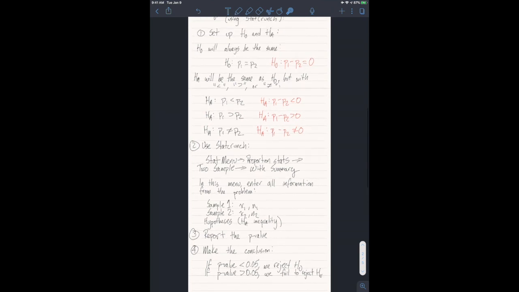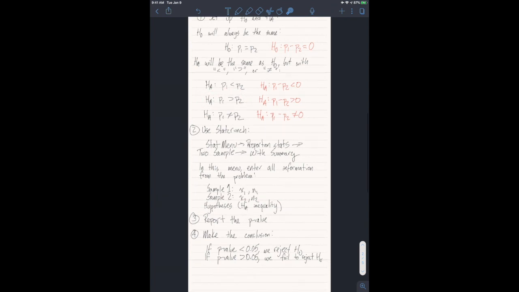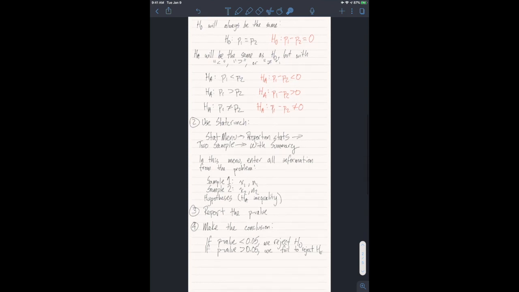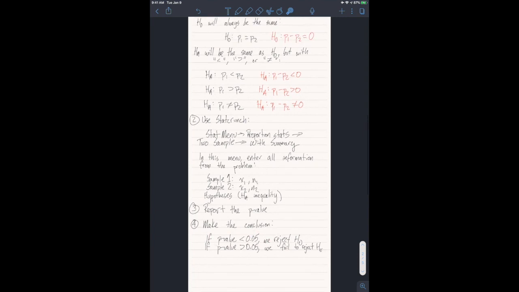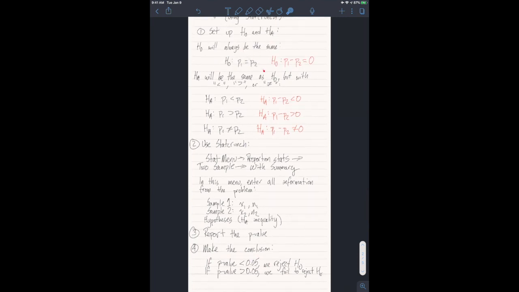And then I would have opened StatCrunch, put in my information from sample 1 and sample 2, and also make sure I have my HA to be a greater than. I would hit enter, or I think it says compute, not actually sure. And then it'll spit out a p-value, and if it was less than 0.05, I would reject H0. I would not believe that the true proportion of men who smoke is equal to the true proportion of women that do. I would believe my alternate, that men smoke more often than women.